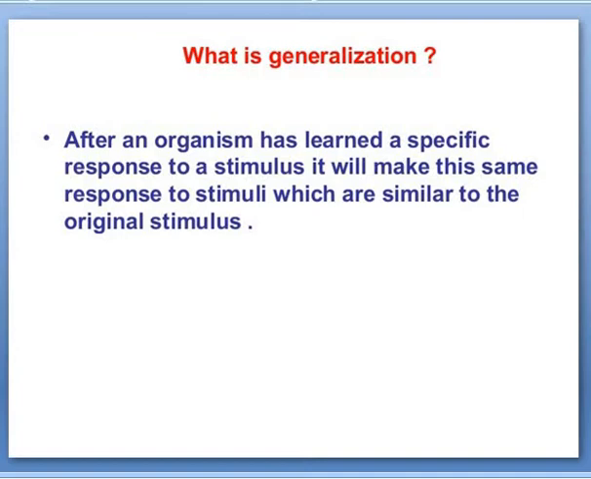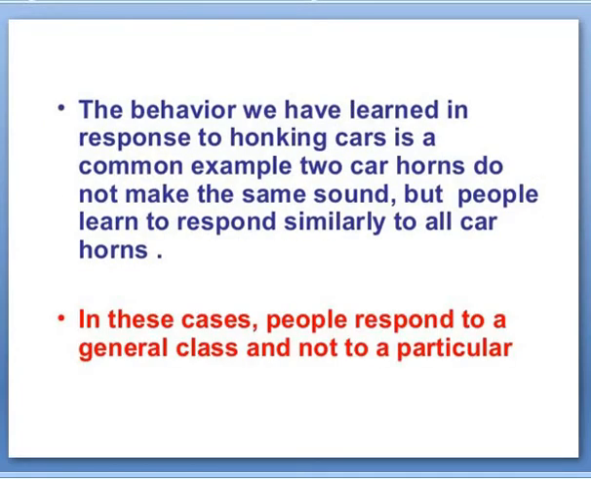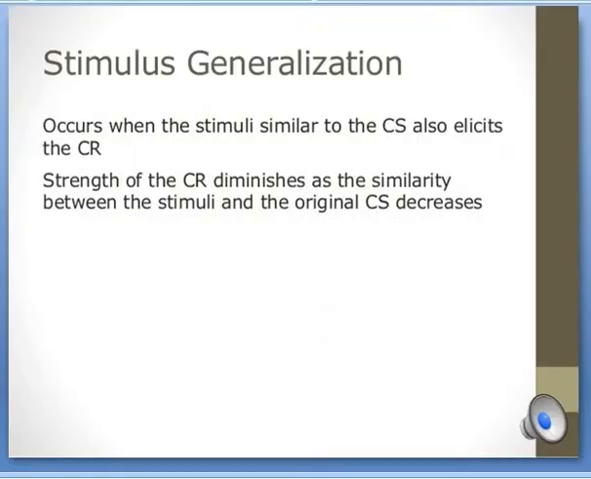That is generalization. The behavior we have learned in response to honking cars is a common example. Two car horns do not make the same sound, but people learn to respond similarly to all car horns. So in these cases, people respond to a general class, not to a particular stimulus. Stimulus generalization occurs when a stimulus similar to the CS also elicits the CR. Strength of the CR diminishes as the similarity between the stimulus and the original CS decreases.